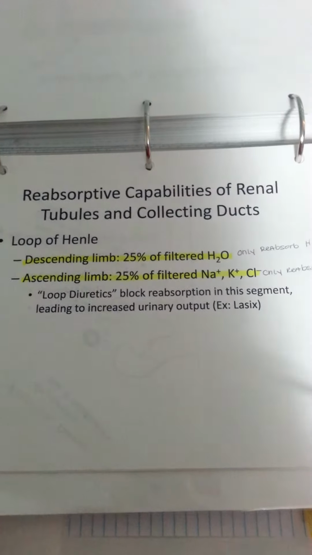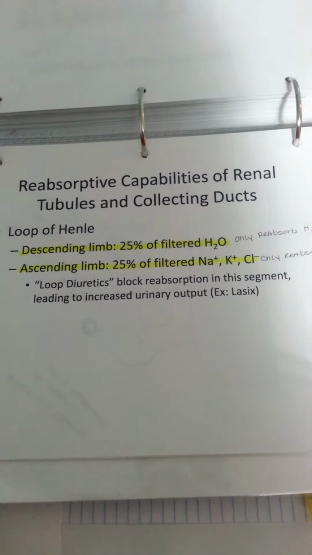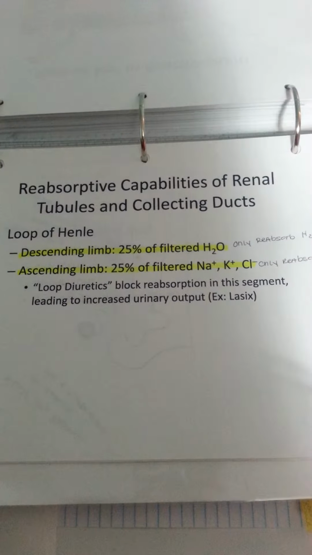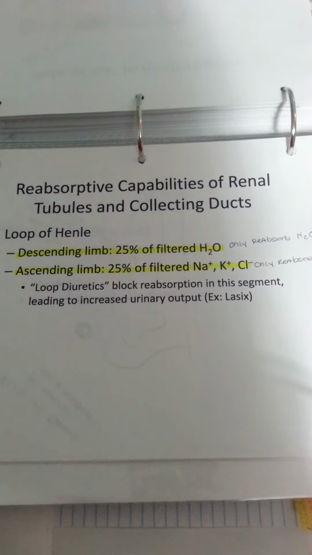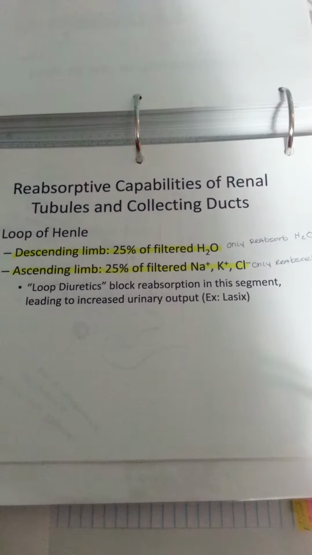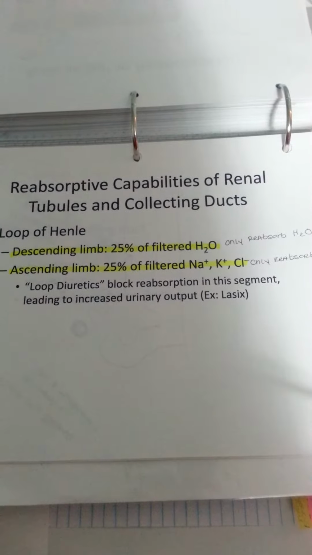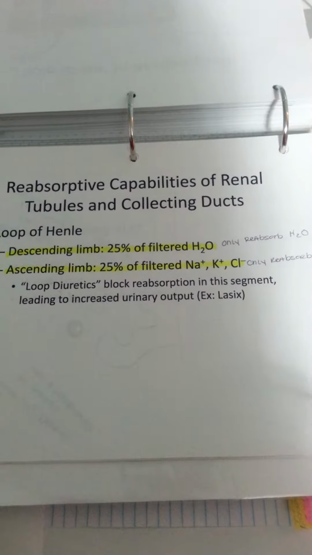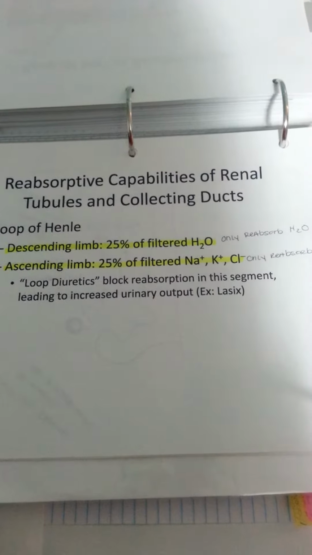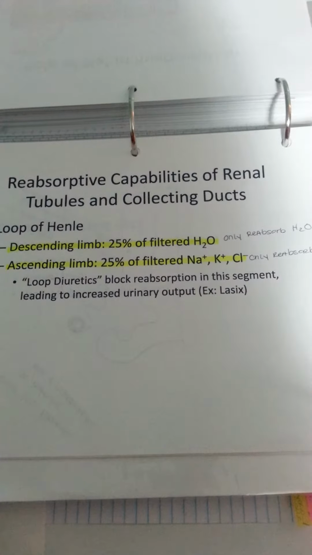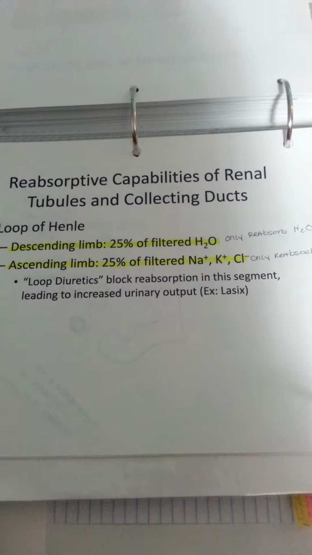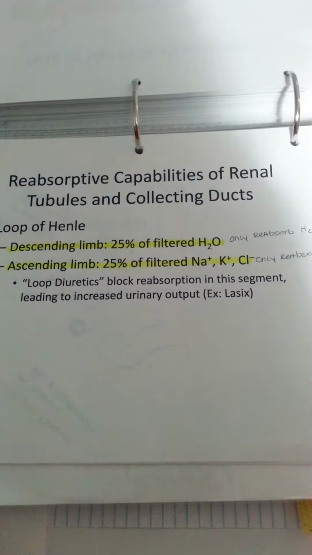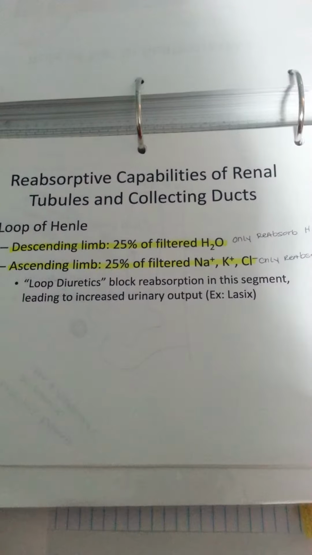Okay, reabsorptive capabilities of renal tubules and collecting ducts. Loop of Henle. The descending limb of the loop of Henle reabsorbs 25% of filtered H2O. Okay, so it only reabsorbs H2O. The ascending limb reabsorbs 25% of filtered solutes. Okay, sodium, potassium, calcium there. Loop diuretics block reabsorption in this segment, leading to increased urinary output, like Lasix here.